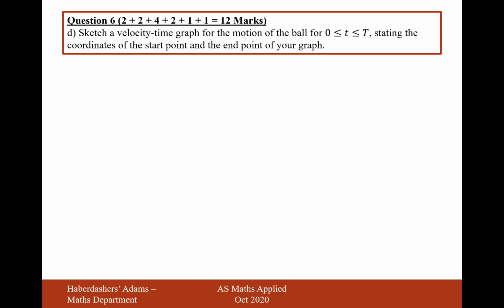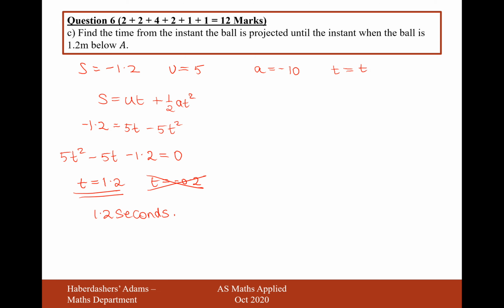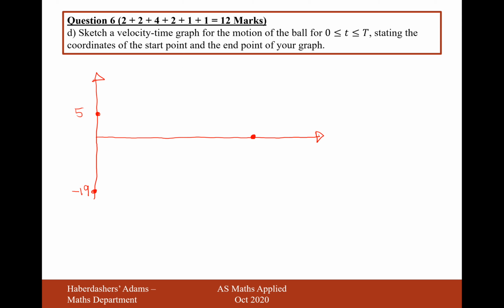Sketch a velocity time graph for the motion of the ball for 0 to t, stating the coordinates of the start point and the end point of your graph. So this is going to have some negative velocity in it, so we're going to draw our velocity time graphs above here, and it's going to start with a velocity of 5, and it's going to finish with a velocity of minus 19, and this point here is going to be a time which is 2.4, if I remember, yeah, 2.4, so this time here is 2.4, and it's also, no, in fact, we don't need to know that.